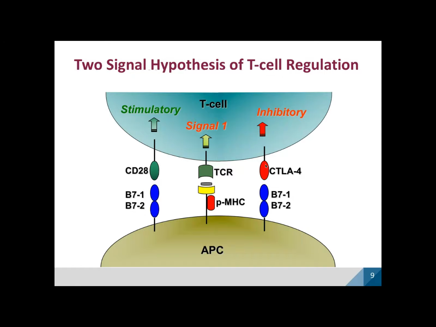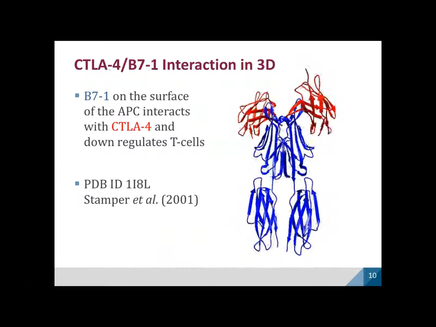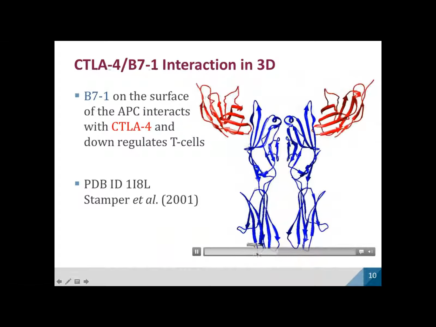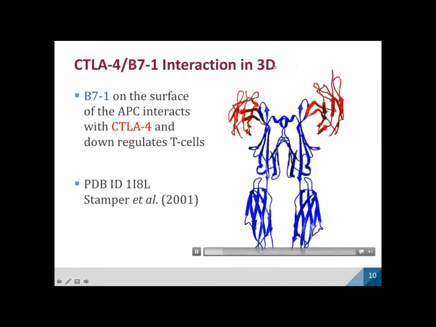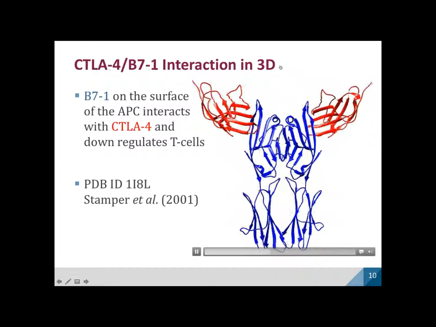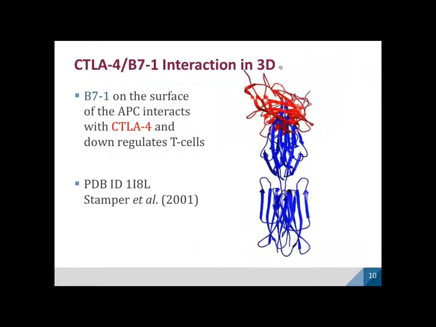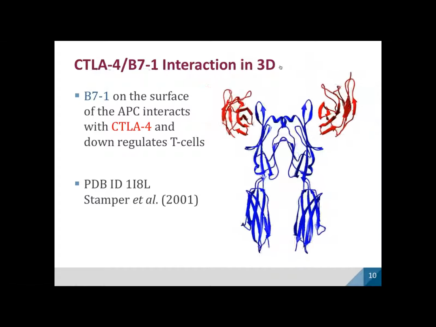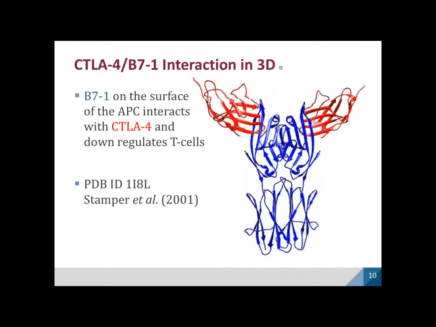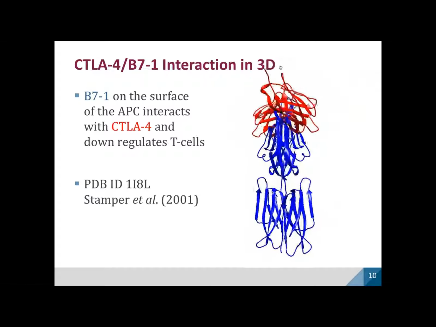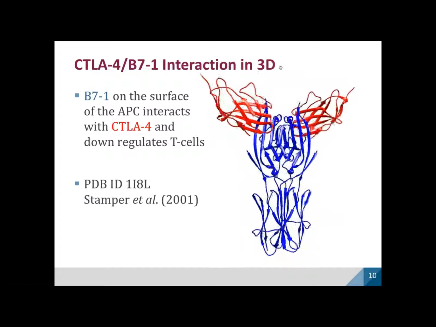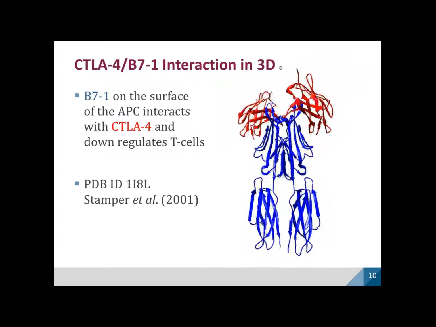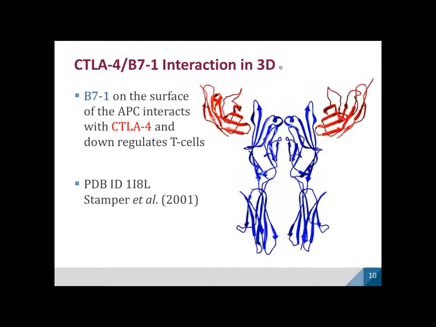And remarkably, we can actually see this in 3D. So again, the bottom of the slide is the surface of the antigen presenting cell. The upper end of the slide corresponds to the surface of the T cell. And what you can see here is a dimer of the B7-1 protein interacting with two copies of CTLA4, which would be projecting down from the surface of the T cell.